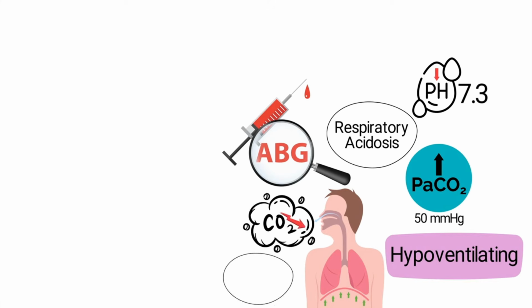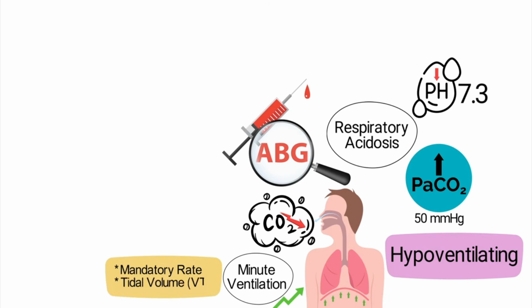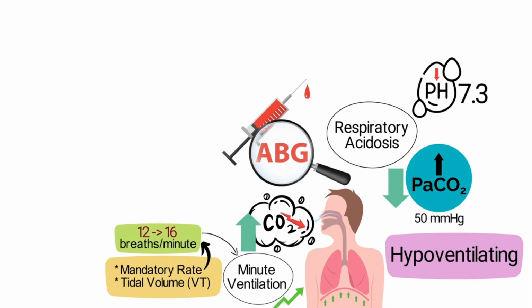To correct this, you need to increase the minute ventilation, which can be achieved by either increasing the mandatory rate or tidal volume. The most effective and safest option is to increase the mandatory rate from 12 to 16 breaths per minute. This will increase the total minute ventilation, allowing the patient to expel more CO2, and thereby reducing the PaCO₂ levels, which will correct the respiratory acidosis.